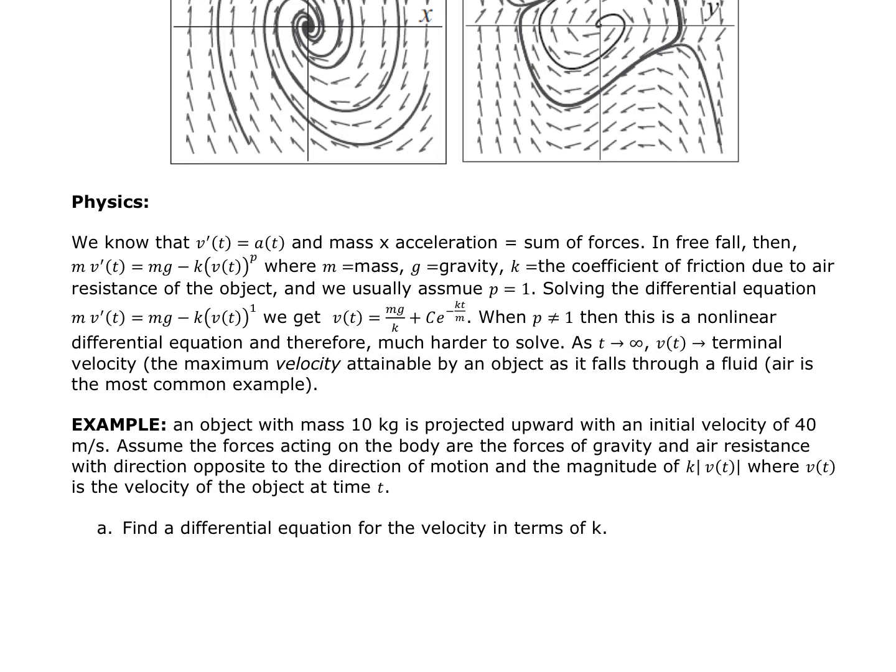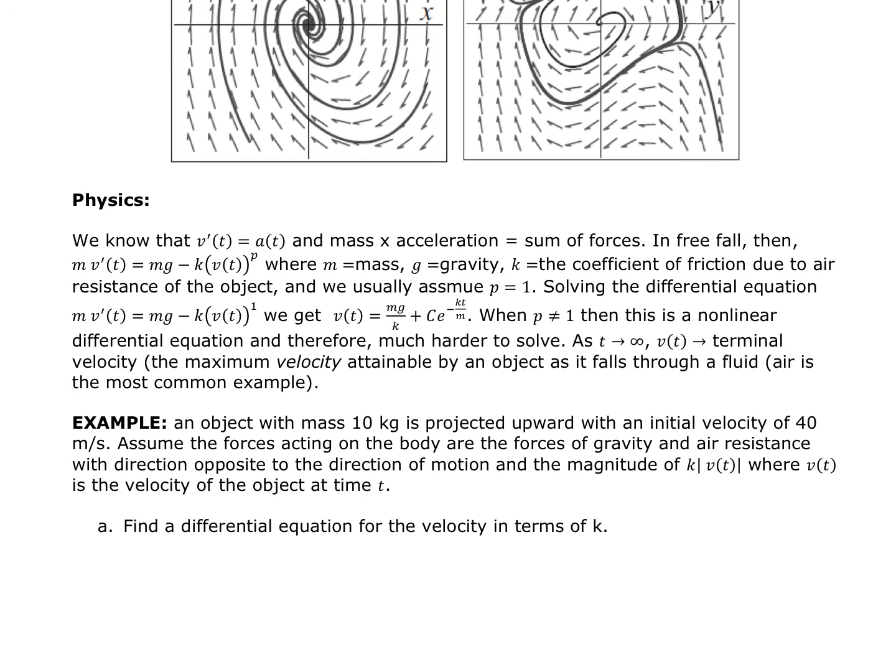Now, if we solve the differential equation, we're going to get the velocity v of t is equal to the mass multiplied by the acceleration due to gravity, g, divided by k, remember k is the coefficient of friction, plus some c, e raised to the negative kt over m. When p is not equal to 1, this is a nonlinear differential equation and much harder to solve, so we're not going to worry about that right now. As t goes to infinity, the velocity is going to go to the terminal velocity. In other words, it is the maximum velocity that's going to happen when the object falls through a fluid, in particular air, is what we are going to be looking at.